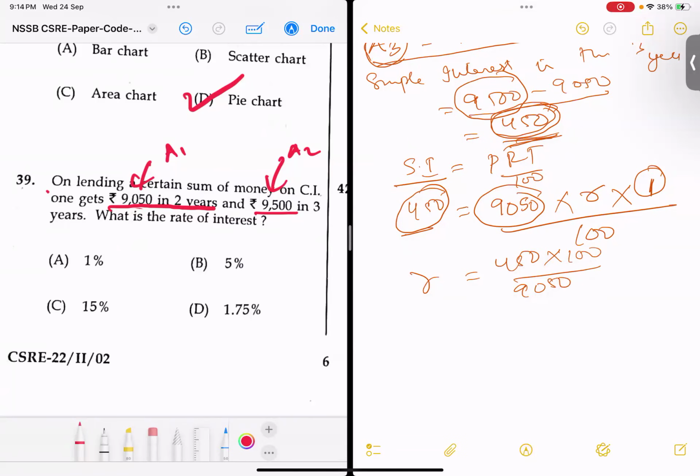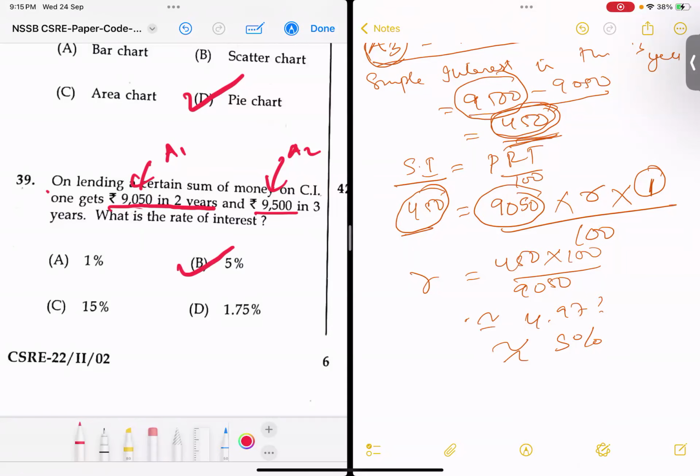So if you solve it, it will be 450 divided by 9050. We are getting around 4.97%. It is very close to 5%, okay? So the correct option is B, 5%, right?